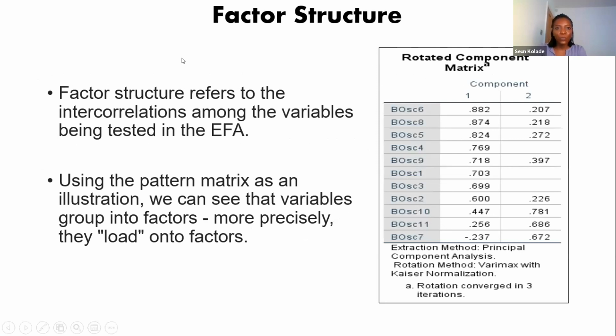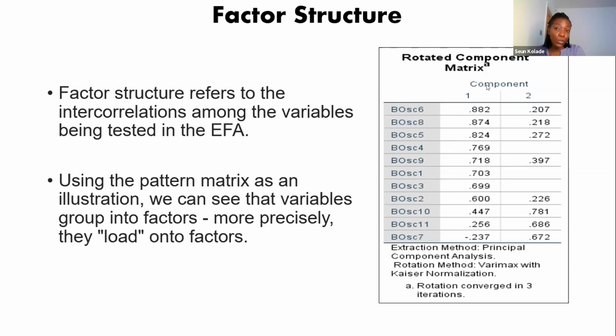Now, lastly, what we will look at is the factor structure. The factor structure is something that shows you the intercorrelations amongst the variables being tested. According to this image, those represented in the rows are the different variables that I tested in this case. And then the components, the 1 and the 2, are the new variables that showcase where these variables fall under. Remember that I'm looking at anything that's above 0.7 in this case.